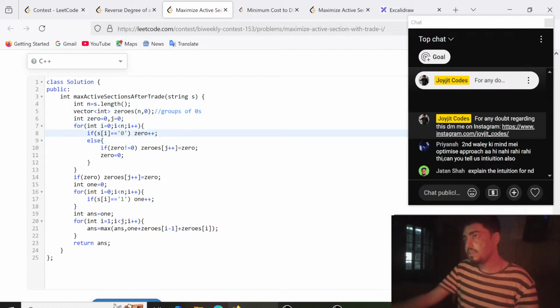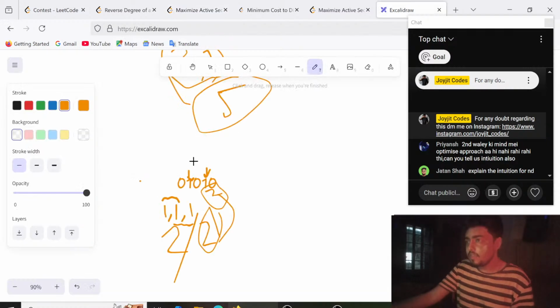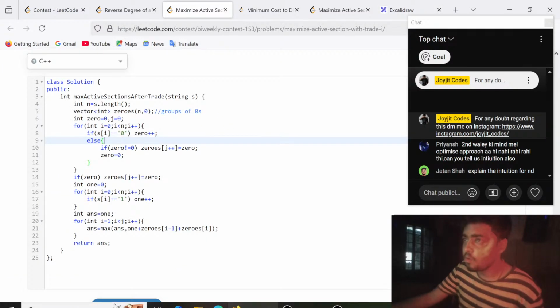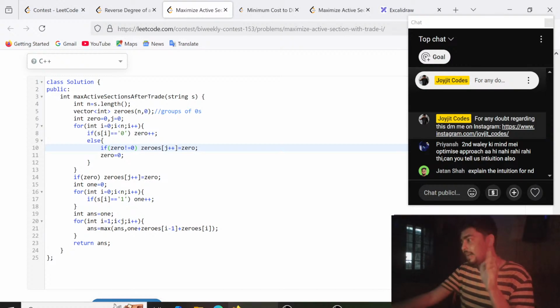Now what we are going to do is, if f of i is equal to 0, so it's a 0, 0 plus plus, so that means I am having a 0. Otherwise, I know that a group of 0 has ended, because a group of 0 ends at the first position where we encounter a 1, something which is not a 0. It means that there was a group of 0 only if the number of zeros before this is not 0. That means there were some zeros before it.